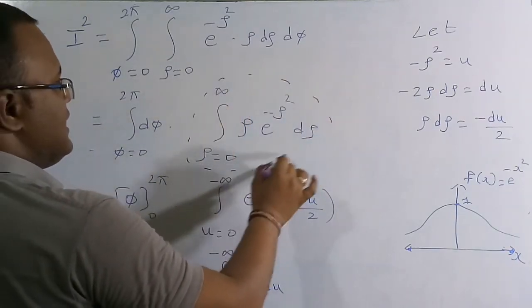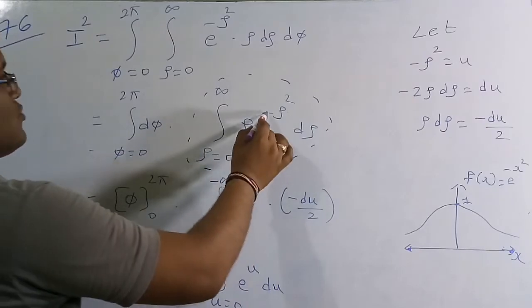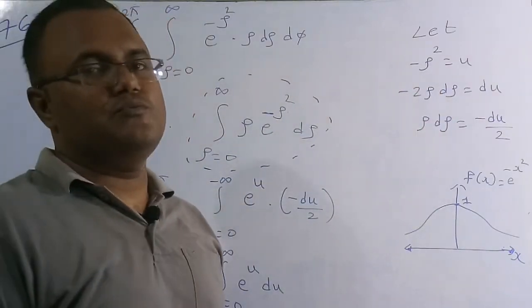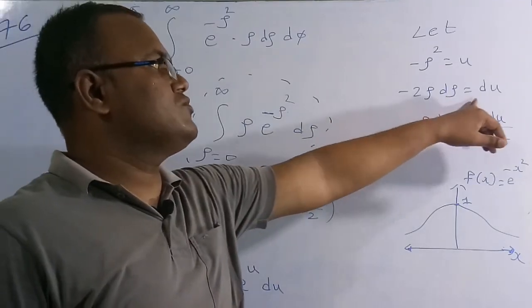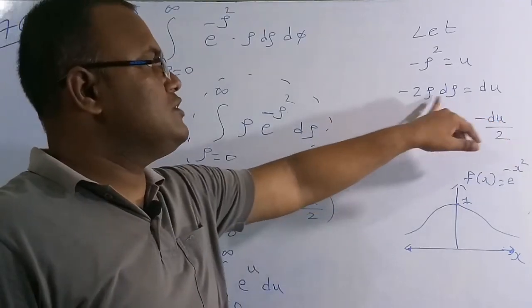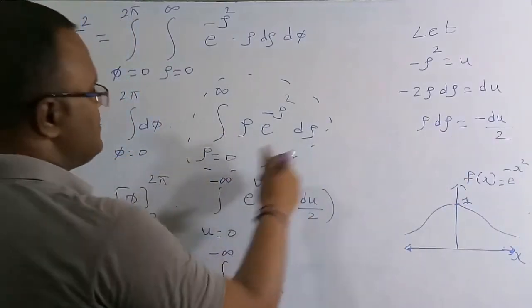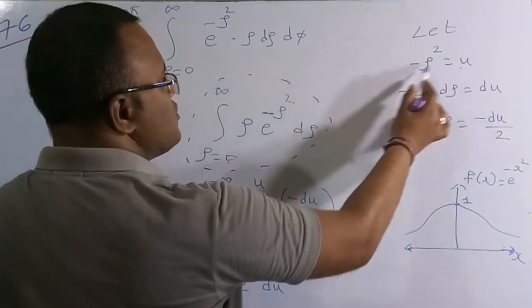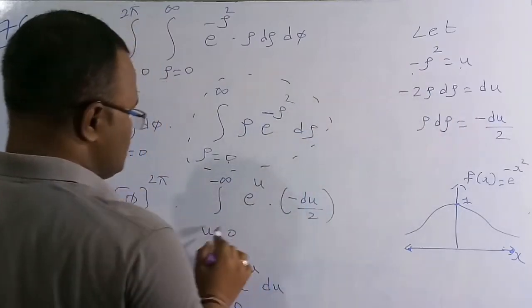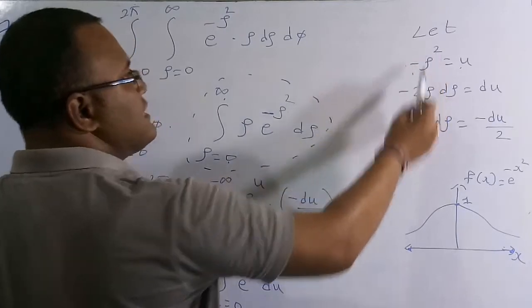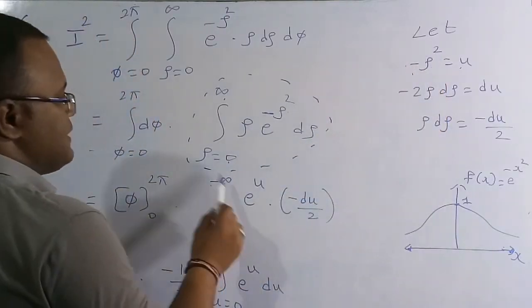You can see clearly I am going to assume minus rho square as u. So if you do the differentiation with respect to u, minus 2 rho into d rho is equal to du. So therefore rho into d rho is equal to minus du by 2. Suppose if rho is equal to 0, then u is equal to minus 0, which is equal to 0. But if rho is equal to infinity, minus infinity square is minus infinity. So therefore u is equal to minus infinity.